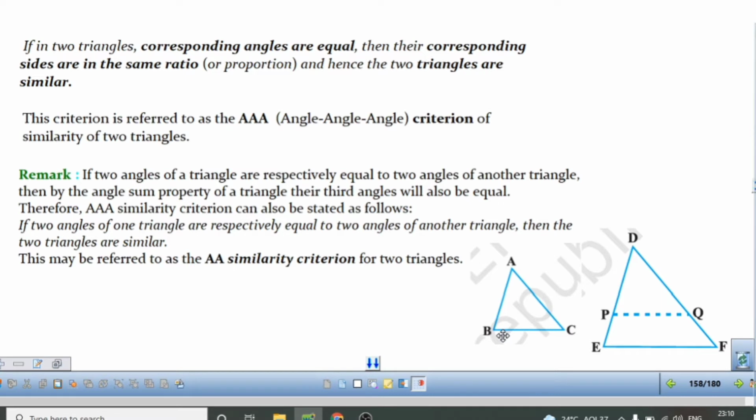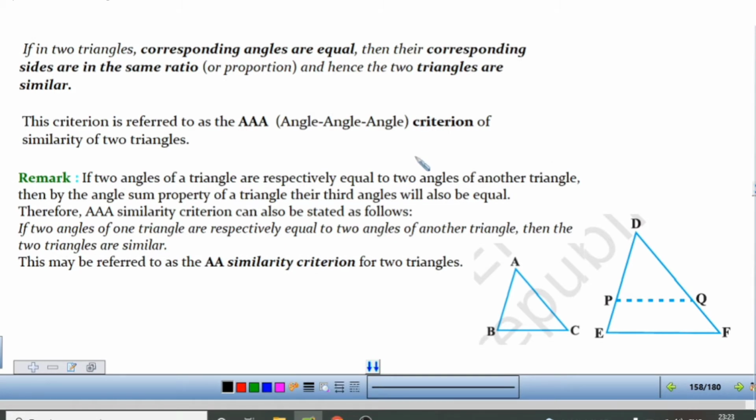Now we all know the angle sum property of a triangle, according to which the sum of all the three angles of a triangle is 180 degrees. So if two angles of this triangle are equal to the two angles of this triangle, then by this property the third angles will also be equal. So the triple A similarity criteria is generally referred to as the double A similarity criteria for triangles, triangle ABC and triangle DEF.